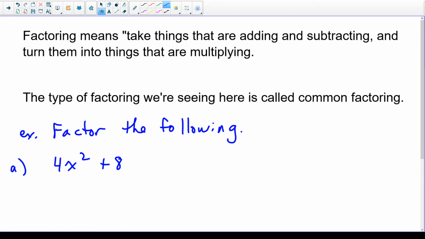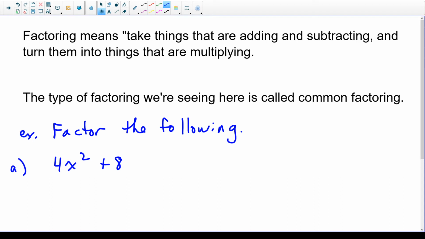So factoring means, once again, take things that are adding and subtracting and turn them into things that are multiplying. And this type of factoring is called common factoring. Common factoring means find something that's common to both or all 3 or all 4 terms. You can have multiple terms involved. And pull that thing out in front by dividing it out.